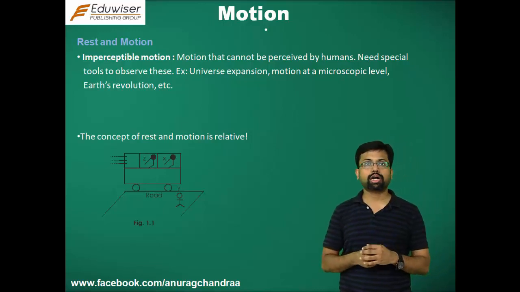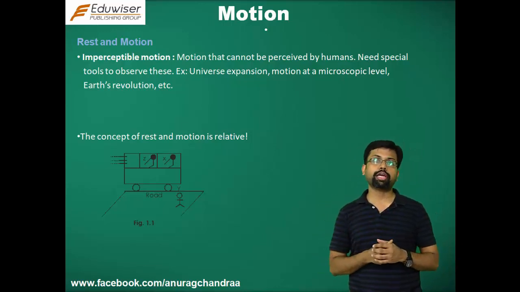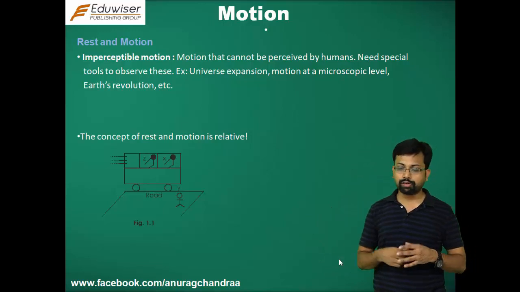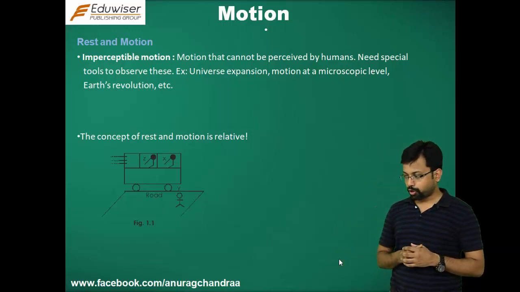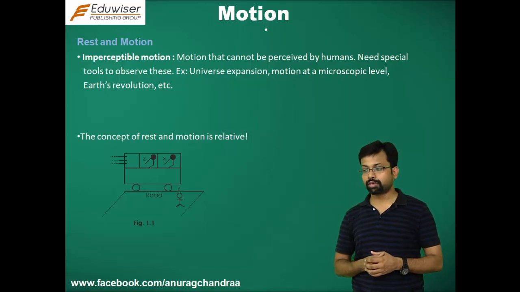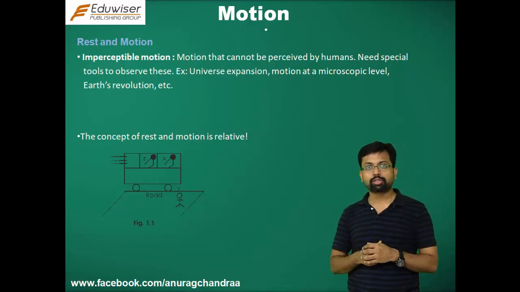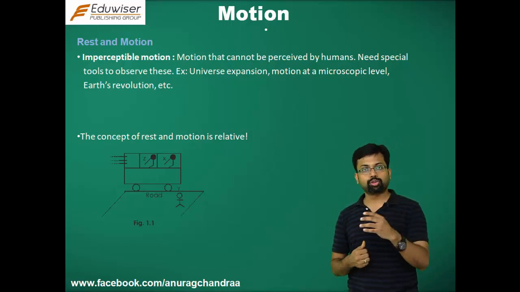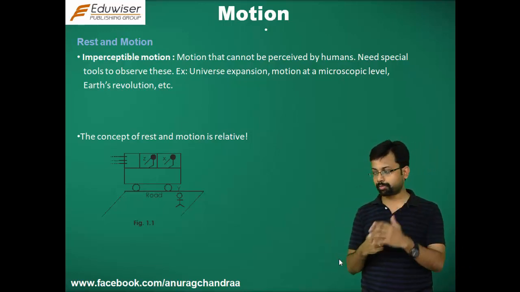Such kinds of motion which are not perceptible, which are not perceived by human eyes but are still there, are called imperceptible motion. Examples of such motion could include the expansion of the universe, the revolution of the earth, the motion at a microscopic level, among other things. For observing these imperceptible motions, you need special tools. For example, if you want to observe the movement of a microorganism, you need a microscope to actually view it. So imperceptible motion is not perceivable directly through the eyes, but through special tools. So within motion there could be perceptible motion as well as imperceptible motion.